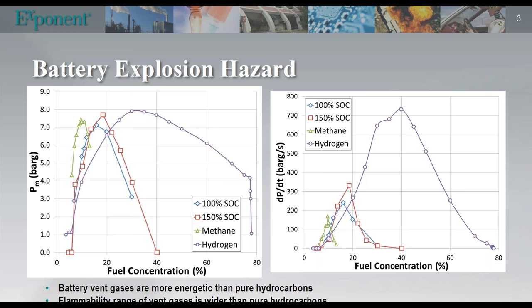The left plot shows the maximum pressure, and we're comparing to methane in green and hydrogen in purple. You can see that, number one, the peak pressures are fairly similar for the three. But the lithium battery gases actually have a pretty wide range of combustibility. On the right, the dP/dt gives you a sense of the reactivity of the fuel. It depends on the burning velocity. So it shows you that it is more reactive than methane, less reactive than hydrogen. So there is a clear explosion hazard for the use of gas.